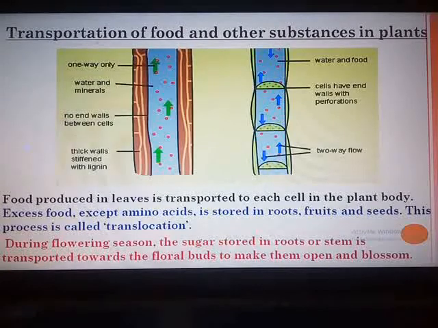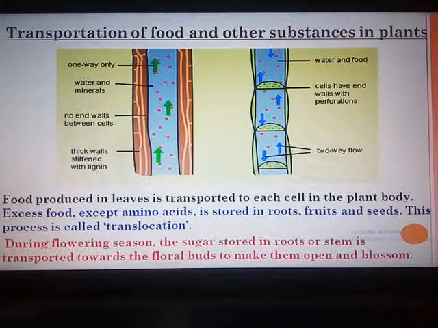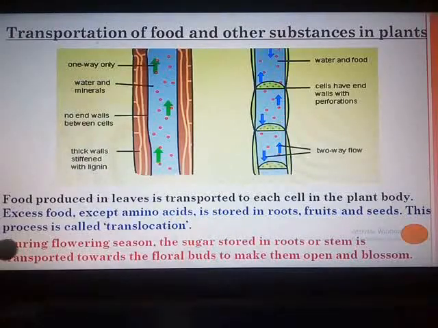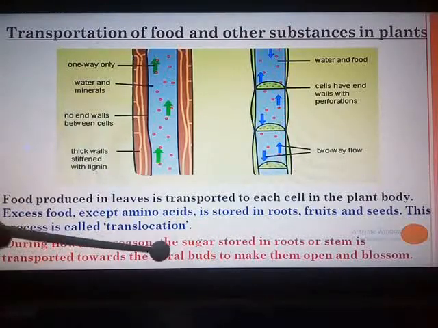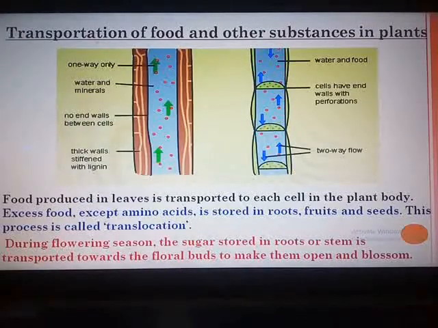I have told you that the excess food is stored in the roots, fruits and seeds of the plant, and during the flowering season, you know that the buds of the plant which have to be converted into flowers require a large amount of all these food substances. So especially during the flowering season, the sugar which is stored in the roots or stem is transported by whom? By the phloem towards these floral buds to help them to open up and blossom.